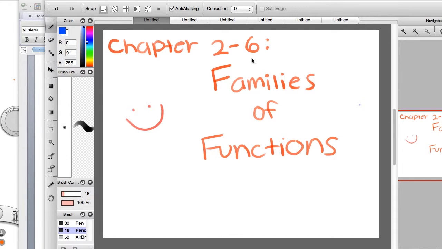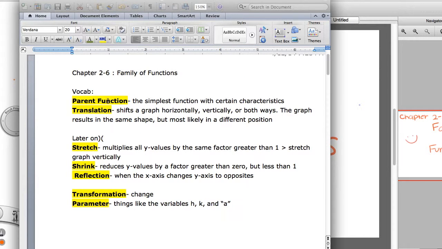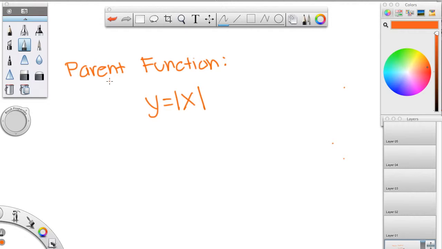So I'm going to teach you guys about families of functions. To start off, I'm going to start with some vocab. Here we have the parent function, which is the simplest form of the given function with the certain characteristics it holds. Because we're working with absolute values, this is the parent function of an absolute value equation. Notice how simple and short it is.